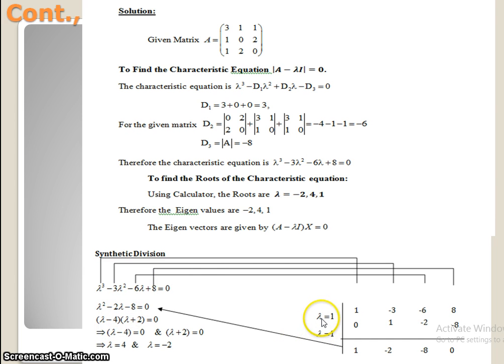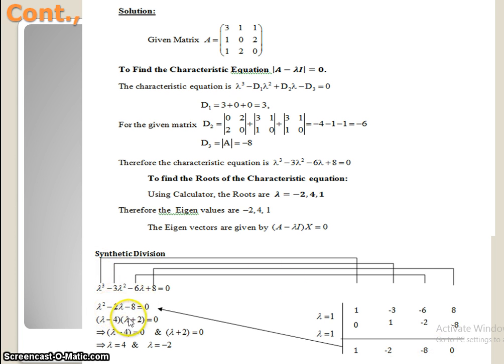So here I choose lambda equal to 1. First I put 0, so 1 plus 0 is 1. So 1 into 1 is 1. Then 1 minus 3 is minus 2. Then 1 into minus 2 is minus 2. Then minus 6 minus 2 is minus 8. Then 1 into minus 8 is minus 8. Then adding this 8 means we get 0. Therefore lambda equal to 1 is satisfied. Next, rewrite the given equation in the reduced order: lambda square minus 2 lambda minus 8 equal to 0.